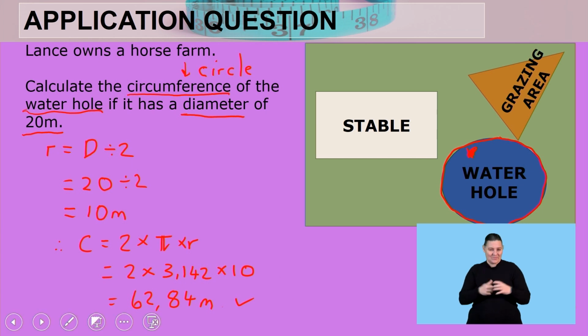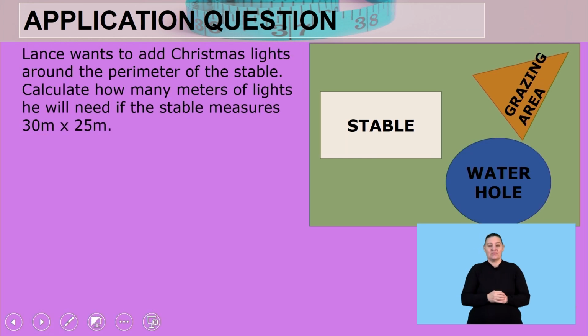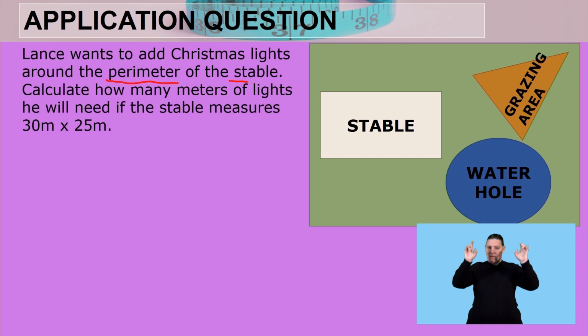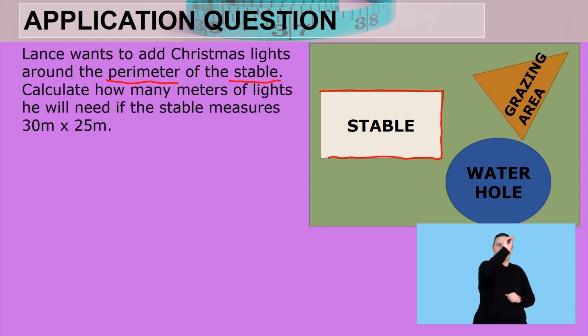Let's do another one. Lance wants to add Christmas lights around the perimeter of the stable. That's telling us the calculation we need to use. We need to find the perimeter, the border. So the stable is here. We're taking these Christmas lights and adding them around the border of that shape. Calculate how many meters of lights he will need if the stable measures 30 meters by 25 meters.